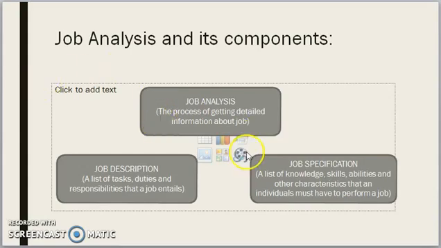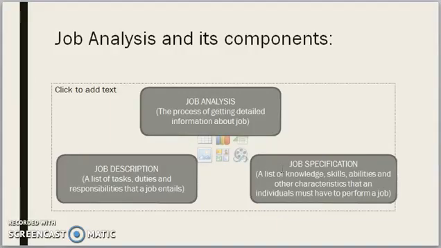And the second aspect is job specification. It is a list of knowledge, skills, abilities, and other characteristics that an individual must have to perform a job, in short known as KSAO.